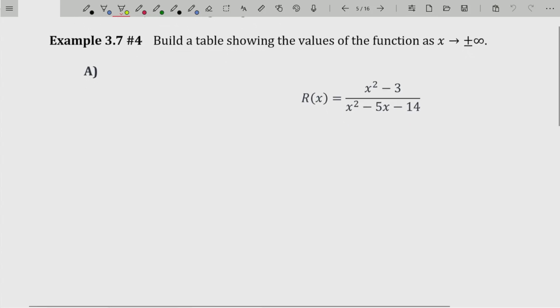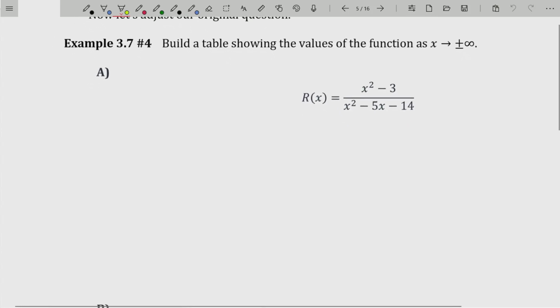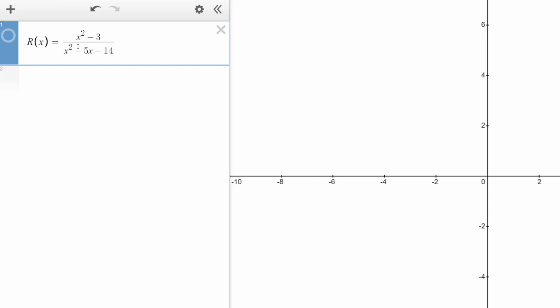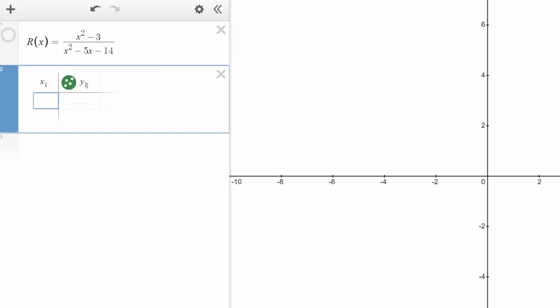So we're going to adjust our original question: build a table of values showing what the function does as x goes to plus or minus infinity. And so in this case, again, I'll just jump over to Desmos. I want to tell you something here. You're not going to be using Desmos for everything. It's just really good to help visualize stuff initially. So there's the rational function. That was actually the rational function from our first example that we dealt with. And now we're going to build our table of values here.